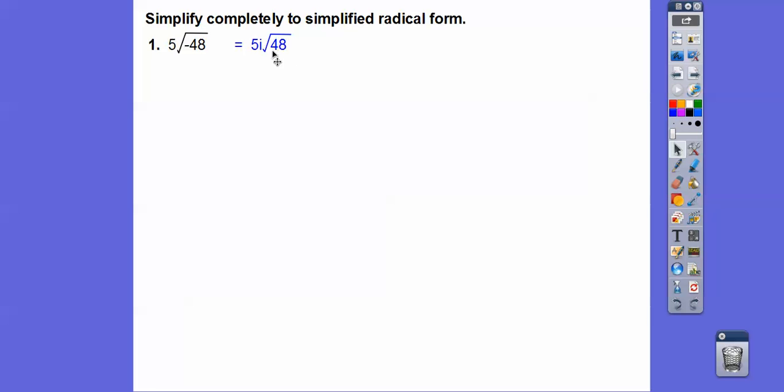And then we get the prime factorization of 48. Do you remember factor trees? If we broke it down and got the prime factorization, we get four 2's and a 3. And then these two 2's come out as 1, 2. These two 2's come out as 1, 2. So we multiply those with the 5i on the outside. So 5i times 2 is 10i, times 2 is 20i, so we get 20i root 3.